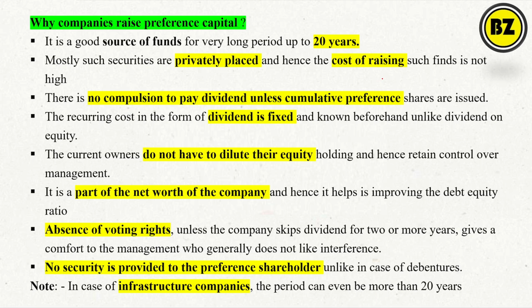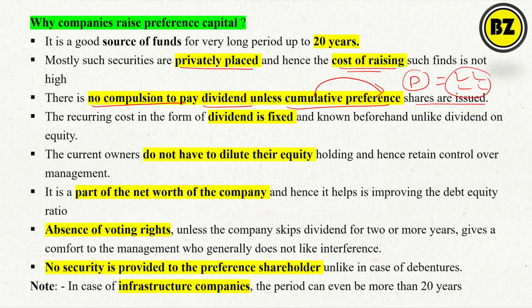Okay, so generally the preference capital will be privately placed. That's why the cost of raising will be less, and there is no compulsion to pay the dividend unless cumulative preference shares are issued. So if you are issuing cumulative preference, that means your dividend will accumulate and you have to pay it anytime in the future when you get the money, right? But there is no compulsion unless you have cumulative preference shares.